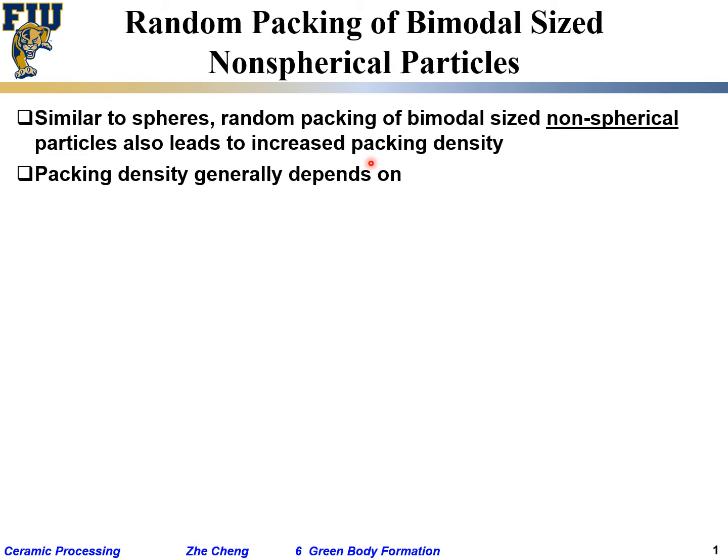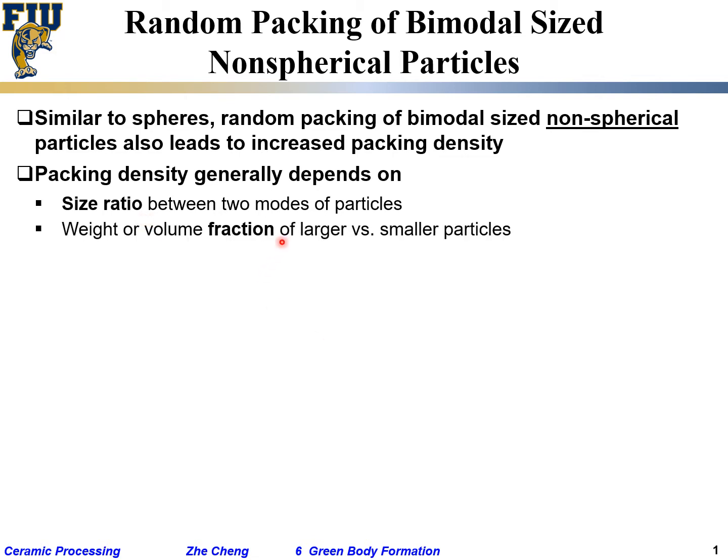And the packing density depends, in reality, still on the size ratio between the two, if we are talking about bimodal, the two different modes of particles. It depends on the volume or weight fraction of larger or coarser versus smaller or finer particles. And since it's no longer a sphere, the shape effect comes into play. Make sense? We are talking about non-spherical, so the shape would come into play. Whether we are talking about cylinders, plates, or cubes, they all pack somewhat differently.